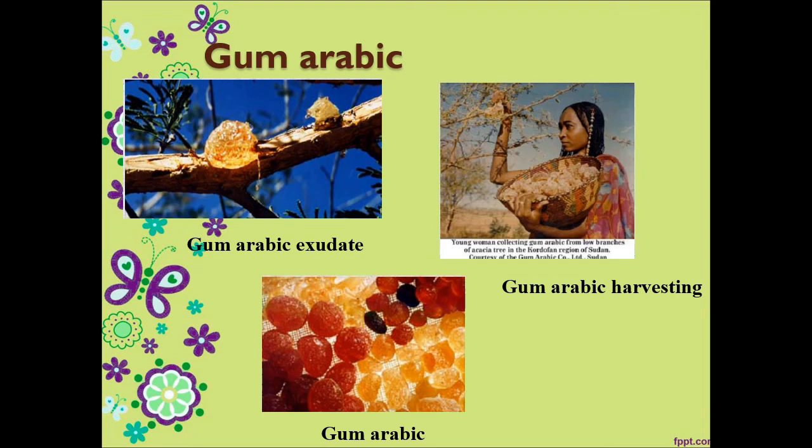This picture here shows the gum arabic exudate after the tree has been wounded here. This is where the gum is harvested. And this is a close up of gum arabic.